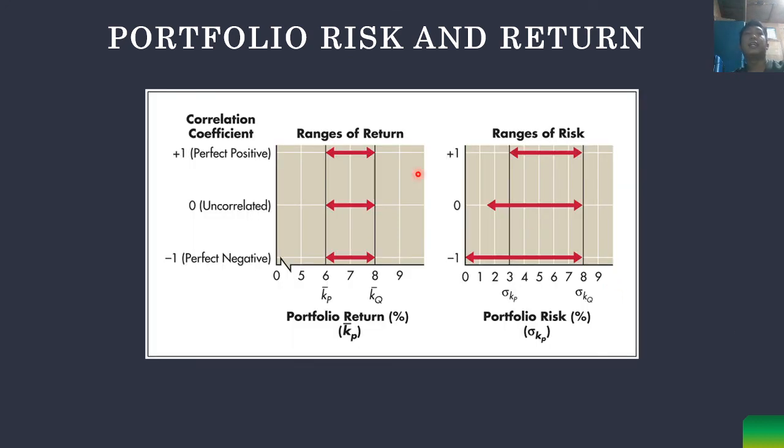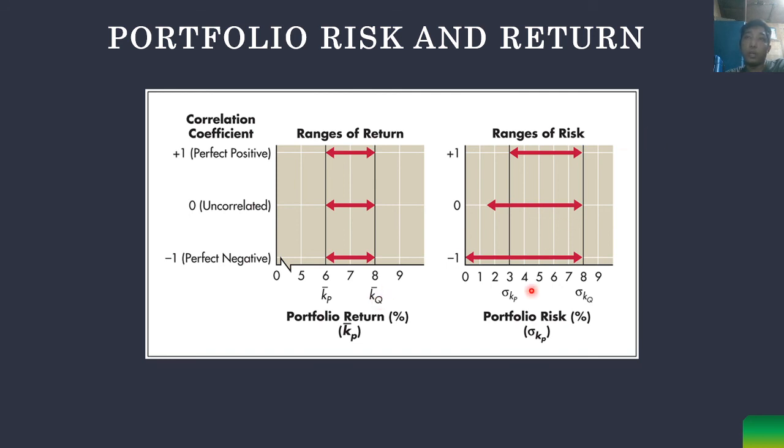Okay, so ito na. Yan. Class, if we are looking at the range of return, same lang yan, di ba, sa lahat sa kanila. Between the returns of assets held in isolation. So, let's say we have assets P and Q in this situation. So, ayan o. The return on asset P, return on asset Q. So, the return of the portfolio, whether perfectly positive, uncorrelated, or perfectly negative, would lie in between the returns of two assets held in isolation, P and Q.